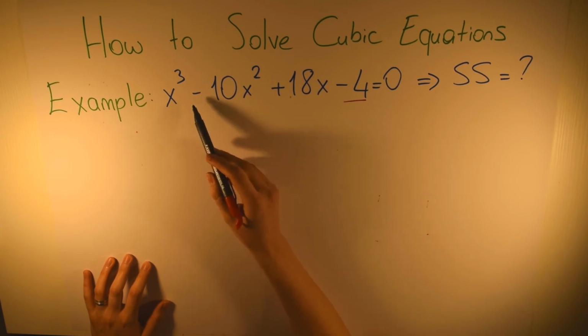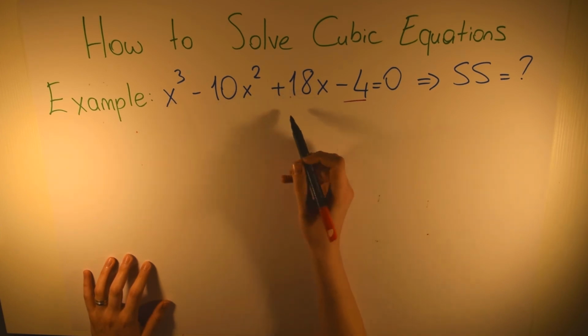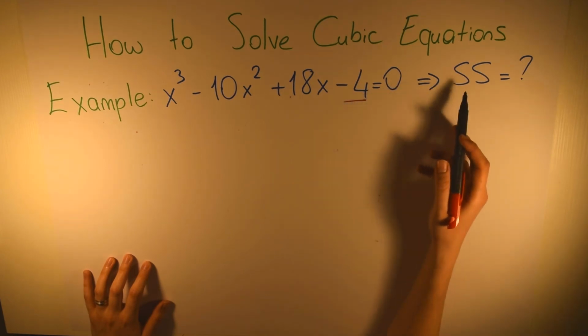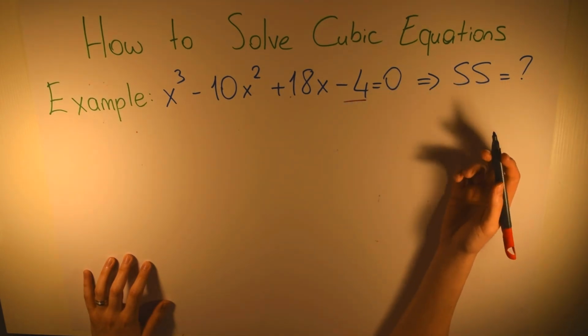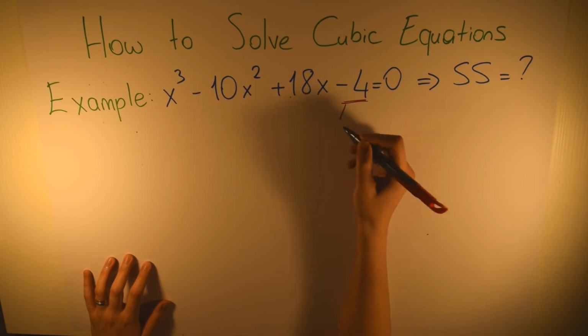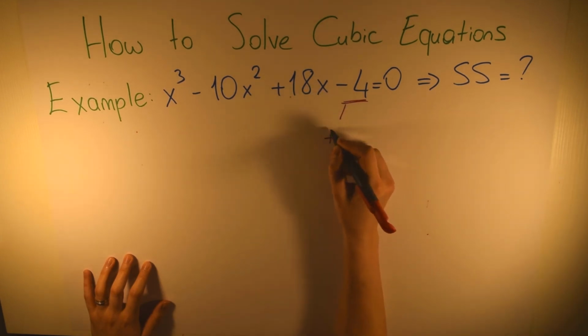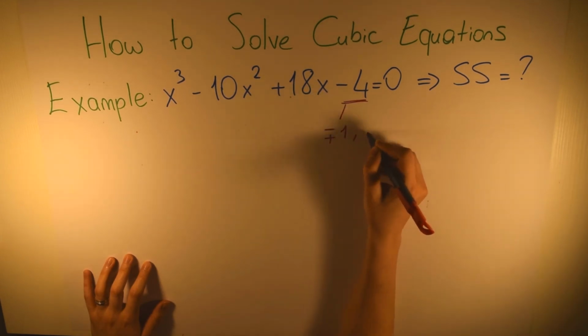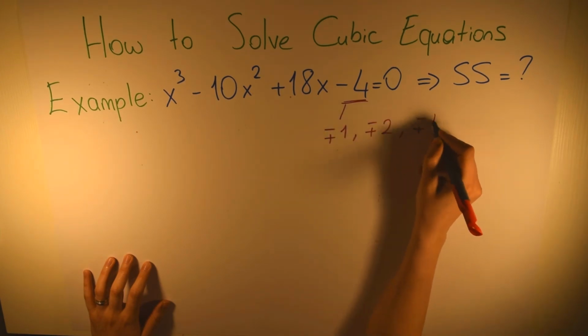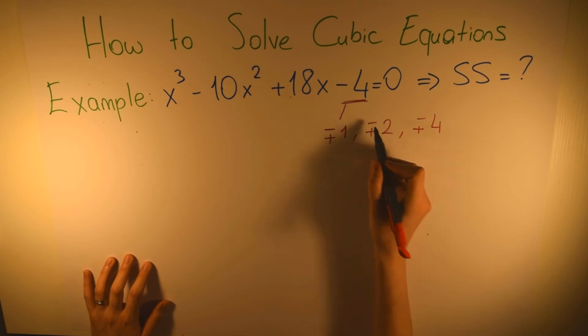So let's look at this example. Here we have x cubed minus 10x squared plus 18x minus 4 is equal to 0. The solution set is asked. So here we have minus 4. What are the factors of minus 4? They are minus plus 1, minus plus 2 and minus plus 4.